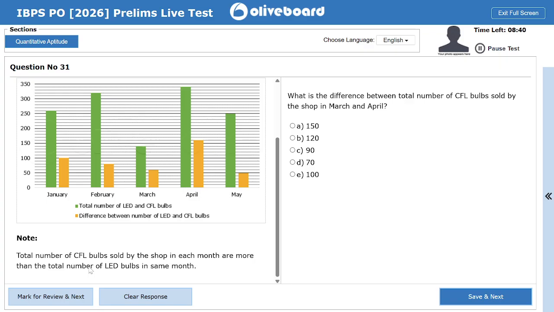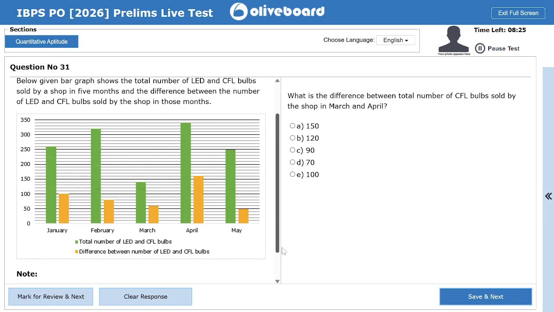Okay. Total LED, CFL. Okay. CFL is more than LED. So 1, 2, 3, 4, 5. 5. 10 का difference है.